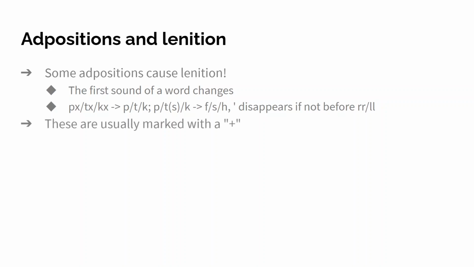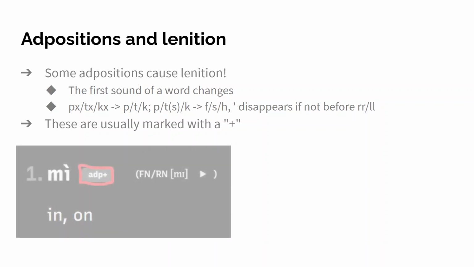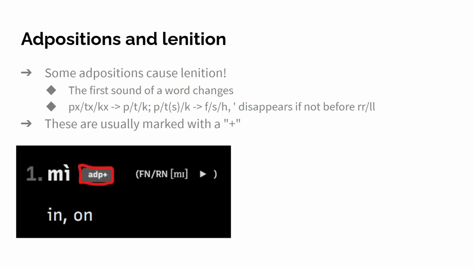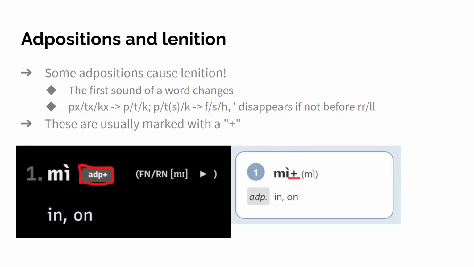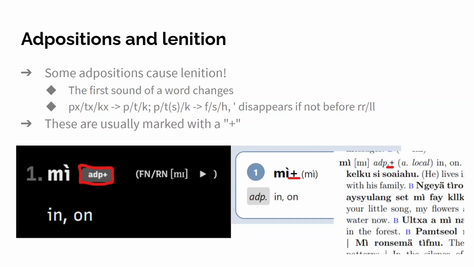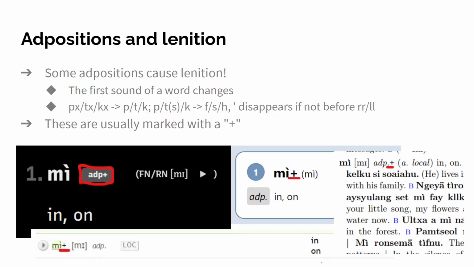In a dictionary, the adpositions that cause lenition are usually marked with a plus. Here, for example, you see it in reconnu, adposition plus. Also in fueo, there it's actually on the word. Same here in the dictionary, it's again on the word type, adposition plus. And also in the dictionary, you see it. So actually, the good quality dictionaries will show you with a plus that an adposition causes lenition.